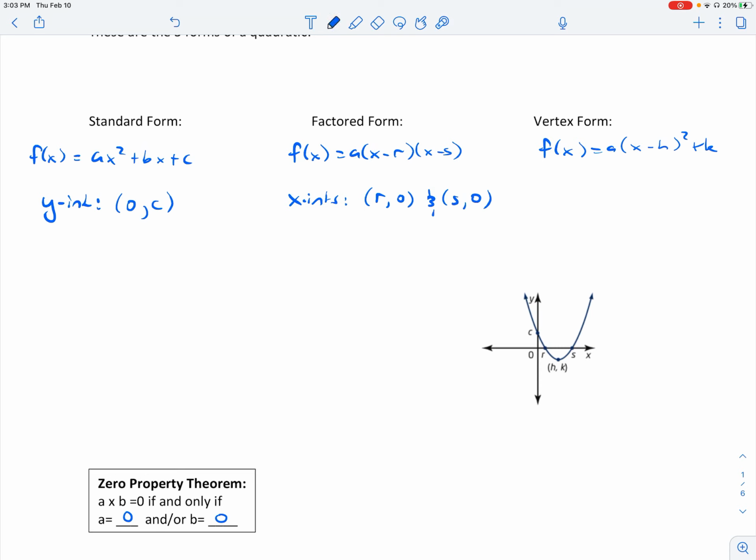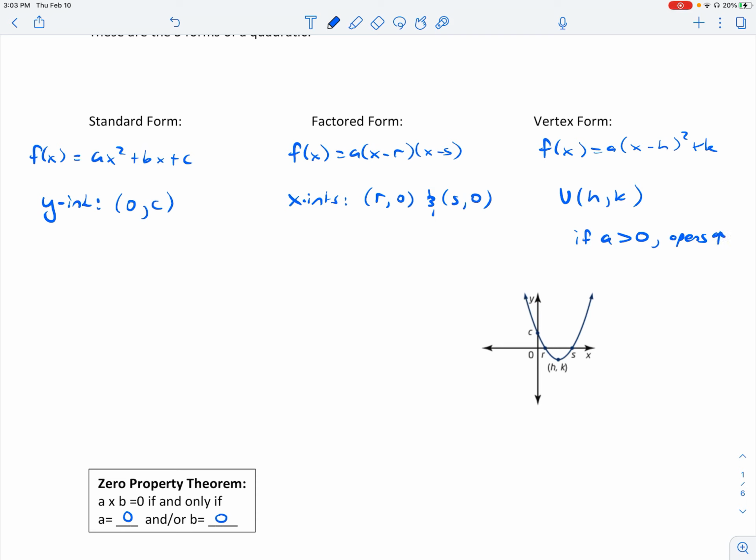And now vertex form. This gives us the vertex, (h, k). Remember, this number is always the opposite of what you see in the bracket. Knowing the vertex is really good for helping us find the max or min of a quadratic. Then the only other thing we need to know is whether this opens up or down. If you remember, this a here, and in all three equations, if a is greater than 0, then this opens up.